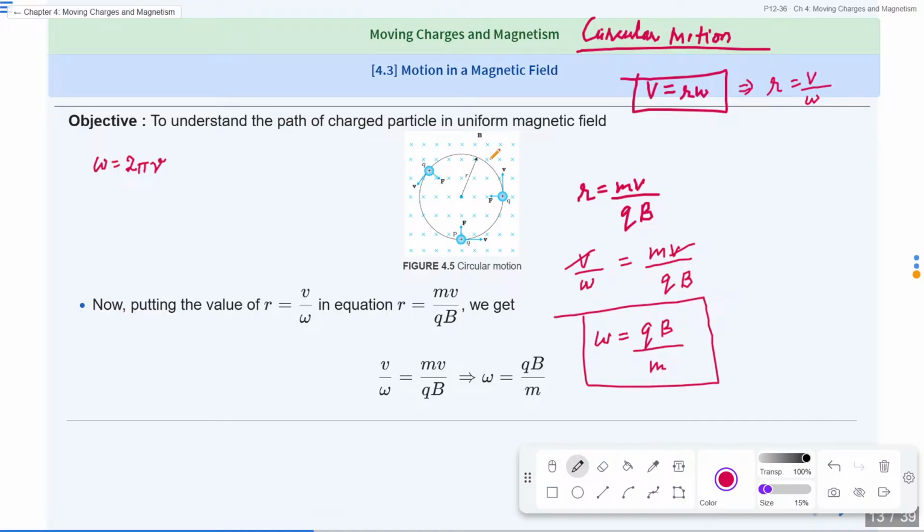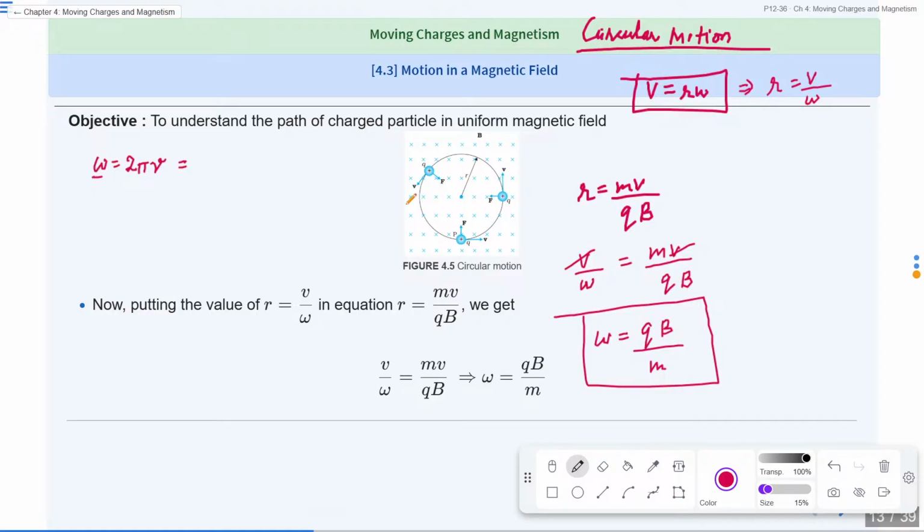Suppose in one second it has completed 5 revolutions, that is, it has covered the circular path 5 times in one second. That means its frequency is 5 revolutions per second. That is the frequency. And the relation between angular frequency and frequency: it is known as angular velocity as well as angular frequency. So the relation between angular velocity or angular frequency with the frequency is 2 pi nu.